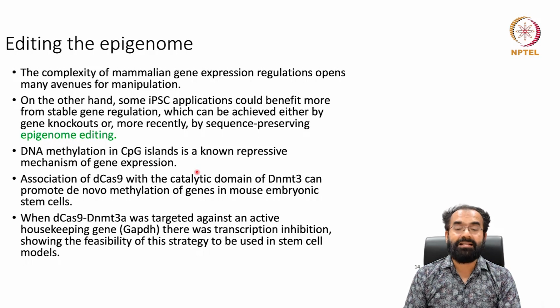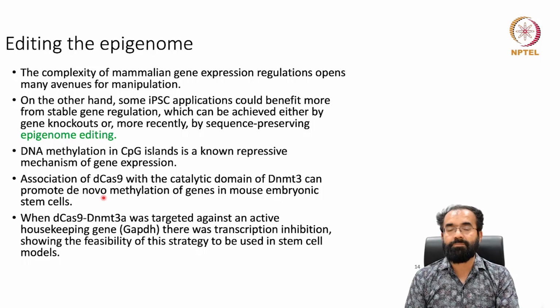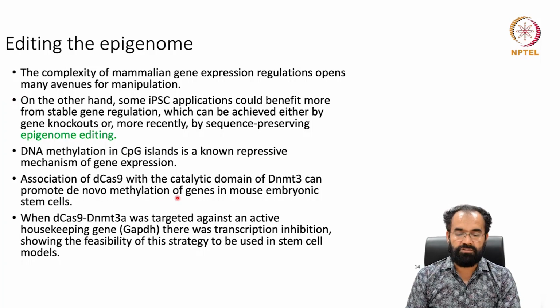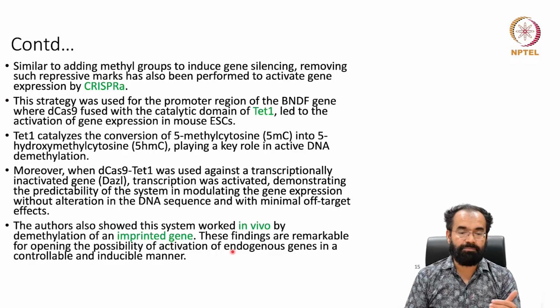DNA methylation in CpG islands is known as a repressive mechanism of gene expression. We all know that if CpG islands are methylated, gene expression will not happen. Association of Cas9 with the catalytic domain of DNMT3 can promote de novo methylation. That means normally it's not methylated, but you can bring methylation on these gene loci in mouse embryonic stem cells. When Cas9-DNMT3 was targeted against an active housekeeping gene, say GAPDH, there was transcription inhibition, showing the feasibility of this strategy to be used in stem cell models. Means any gene you can turn off as per your will.